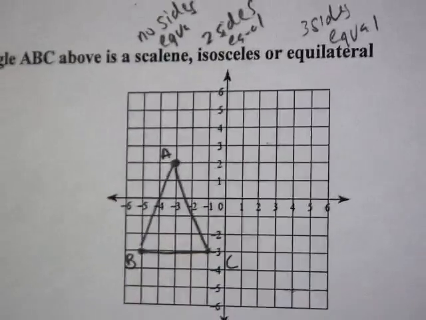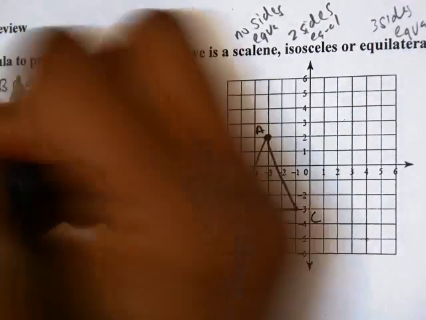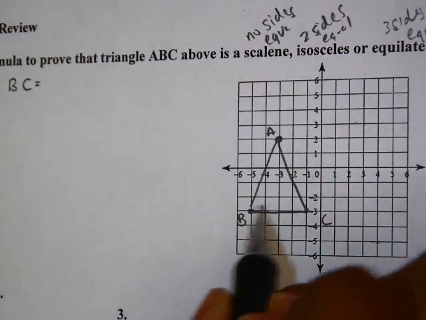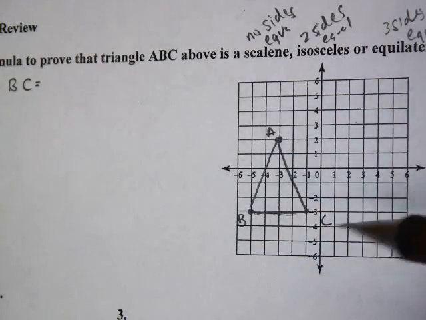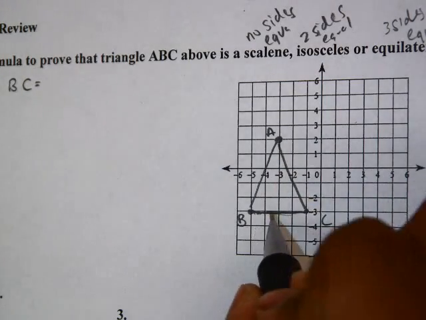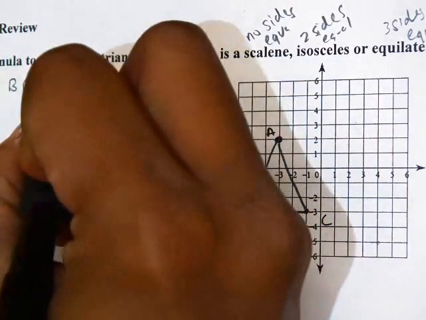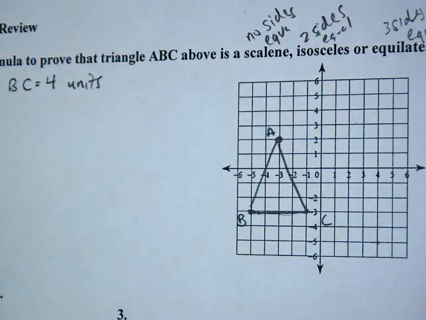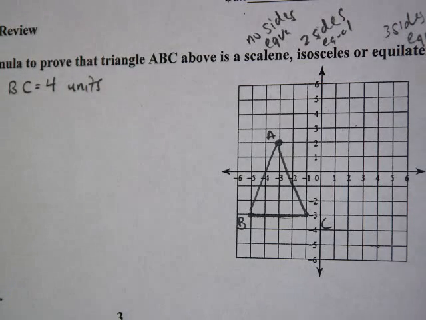The easiest one to find first is BC, because it's straight horizontal. If it's either vertical or horizontal, you can just count. So that's 1, 2, 3, 4. That's a distance of 4 units. Now for the rest of them, AB and AC, we're going to need to use the distance formula to find their lengths, and then decide whether the triangle is scalene, isosceles, or equilateral.